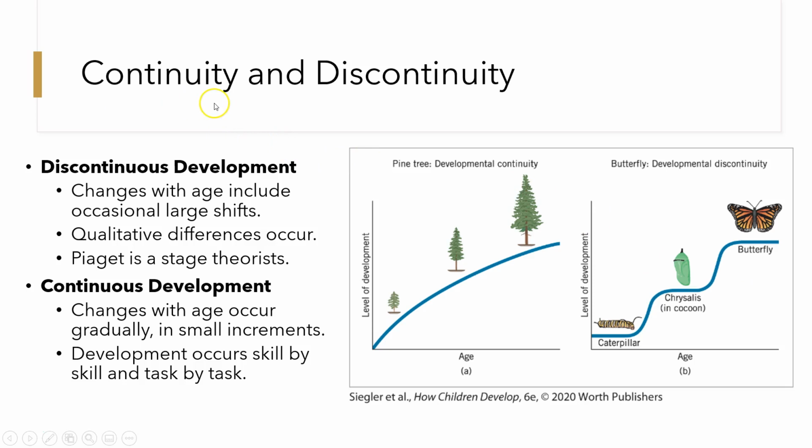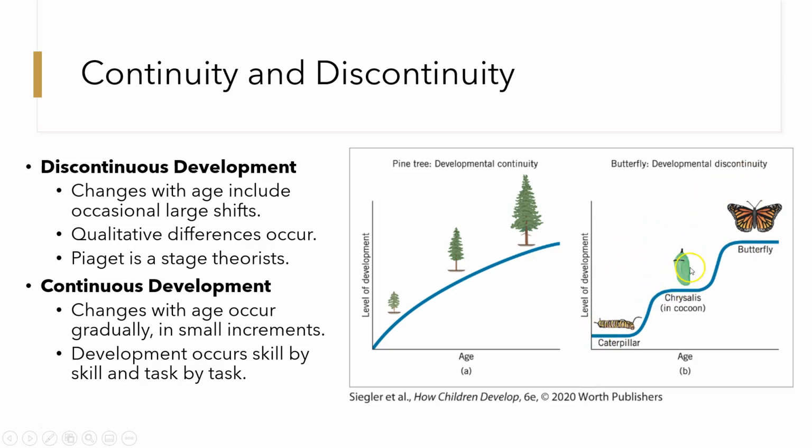This is an interesting one, continuity and discontinuity. The idea is, how does development happen? Is it discontinuous? Discontinuous means that changes with age include occasional very large shifts, like stairs, the stair-step approach, that there is a qualitative difference at these different stages.